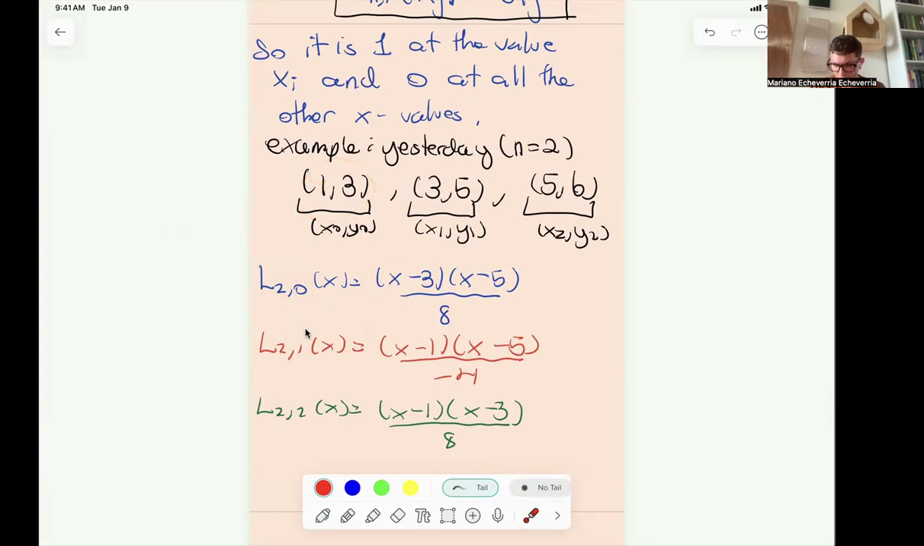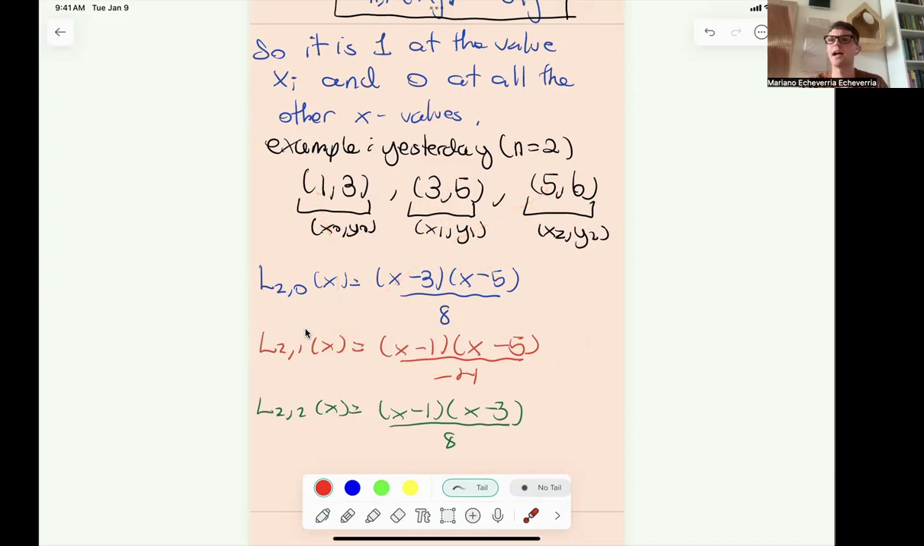If you put x equals 1 here, you get 1 minus 3 times 1 minus 5. So you get negative 2 times negative 4, so you get 8 over 8. So if you put 1 here, you get a 1, and you get 0 for all the other values of the x's. The same goes with the other ones. This one is associated to point x1, y1. If you plug in x equals 3, this will give you 1, and if you had plugged in any other of the x values, it would give you 0.